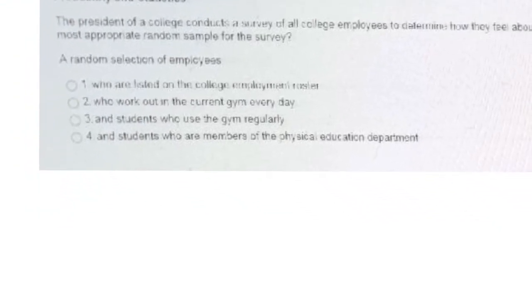So let's investigate. Who are listed on the college employment roster? People who work out in the current gym every day, and students who use the gym regularly. Random selection of employees and students who are members of the physical education department. Well, first of all, the ones that mention students can get out of here, because we're not interested in students.